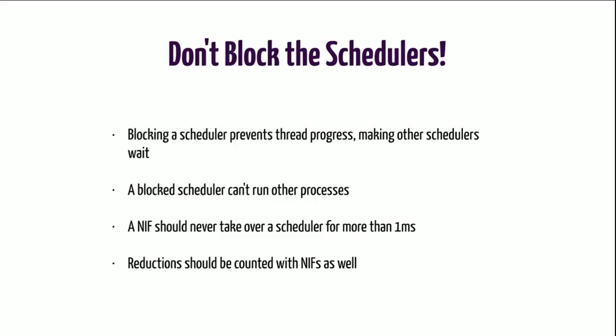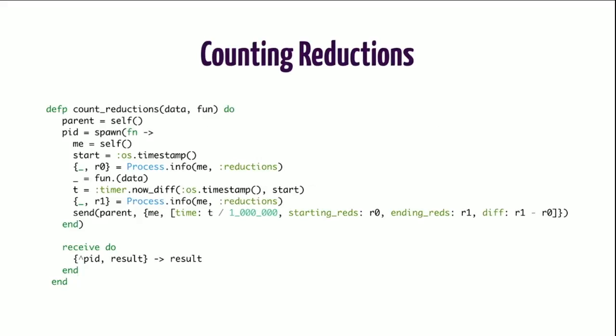So when you're writing NIFs, you should also count reductions. There's a way to do that, but a lot of people don't actually do it because it's been introduced quite recently. One way we can count reductions in our code, just to test how our NIF is performing, is to write this function here. We basically send ourselves a message in the end. We get our start time.